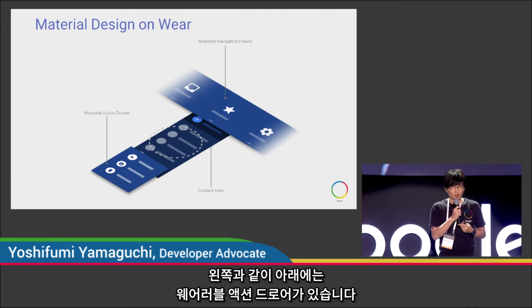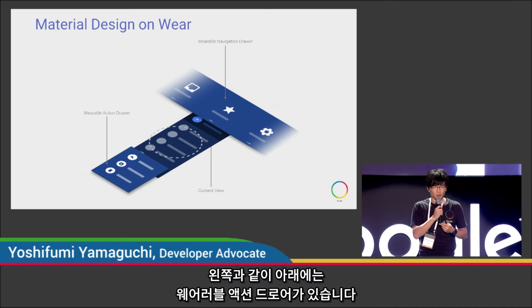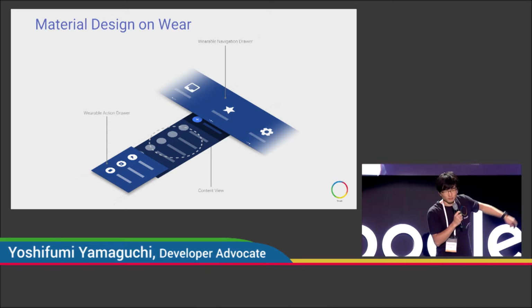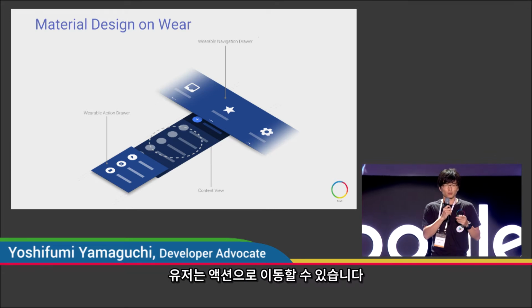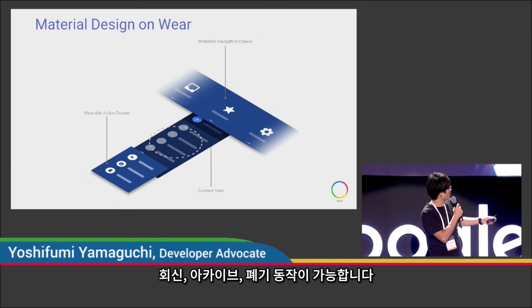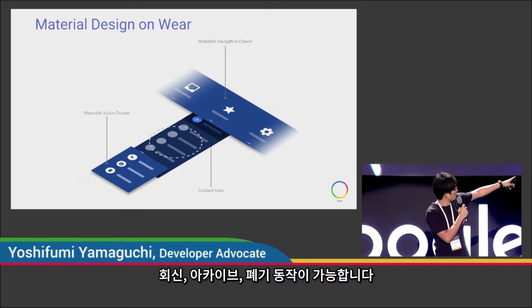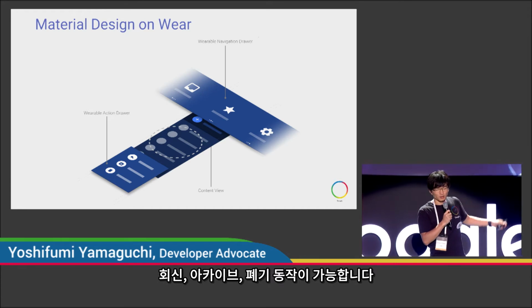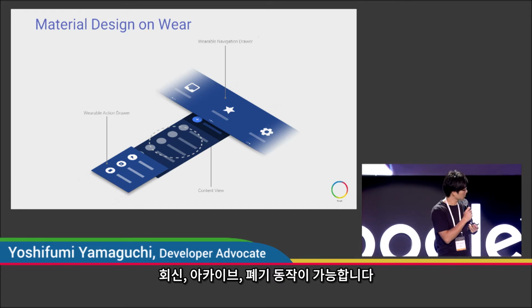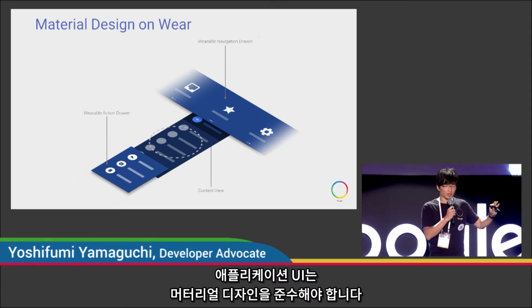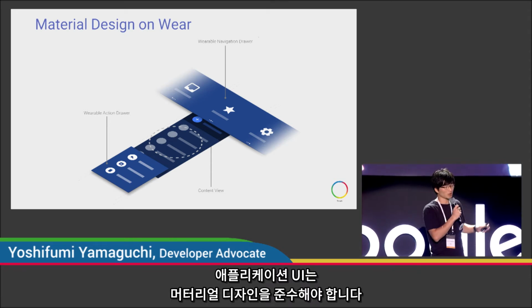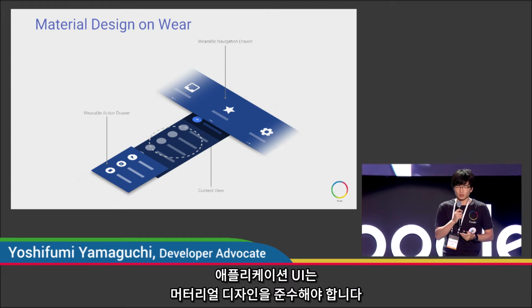And then the wearable action drawer on the bottom, on the left side, takes the users to their actions, like reply, archive, or discard. So applications should follow this guideline in the UI.